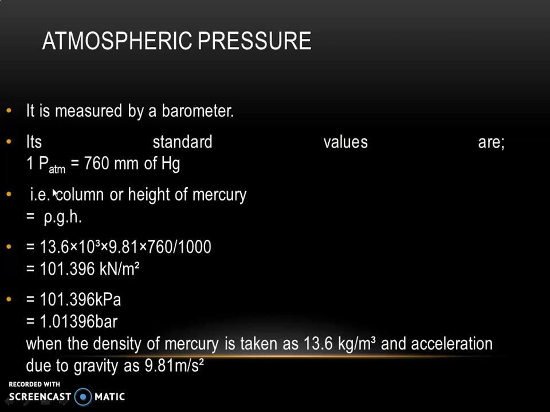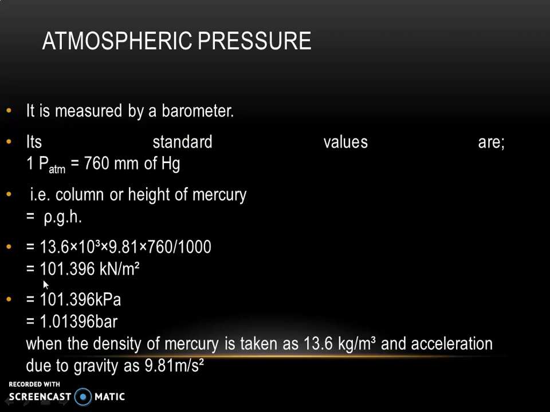Its standard value is 1 P atmospheric equal to 760 mm of mercury, which is the column or height of mercury, and it can be found using the equation P is equal to W into H, that is atmospheric pressure is calculated using specific weight into height of liquid. So W can be written as rho into g. Rho is 13.6 into 10 raised to 3, g is 9.81 and H is equal to 760 mm. In terms of meter, it will be 760 divided by 1000.